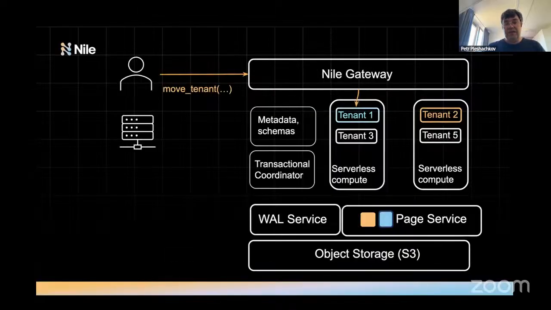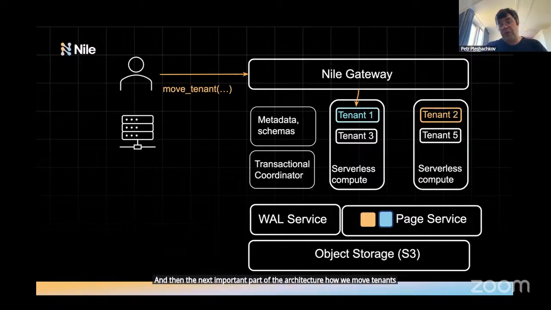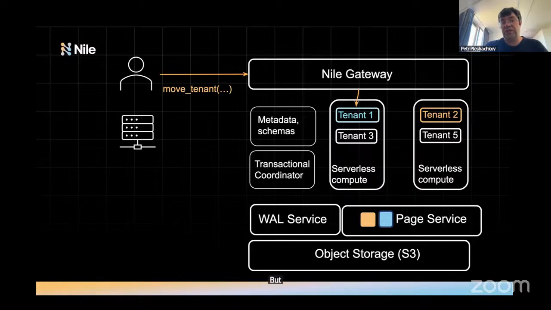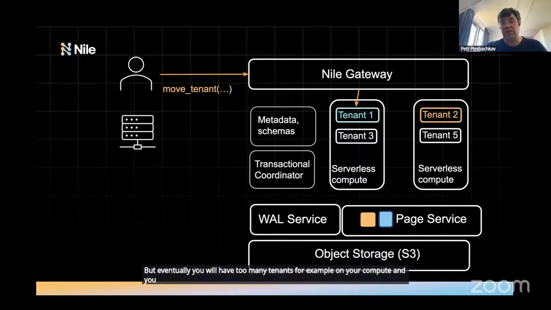And then the next important part of the architecture: how we move tenants. Why do we want to do that? There could be multiple reasons. We considered that initially we placed a tenant either on serverless compute or dedicated compute, but eventually you will have too many tenants, for example, on your compute, and you want to rebalance your computes, and you want to move your tenant. That's only one use case.